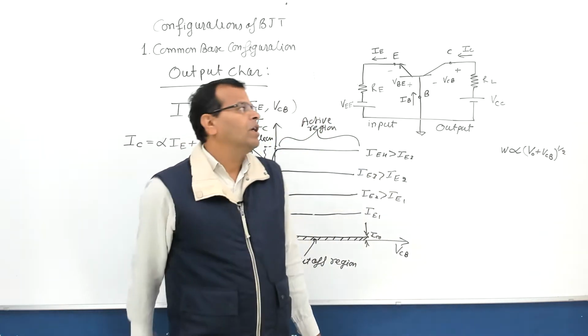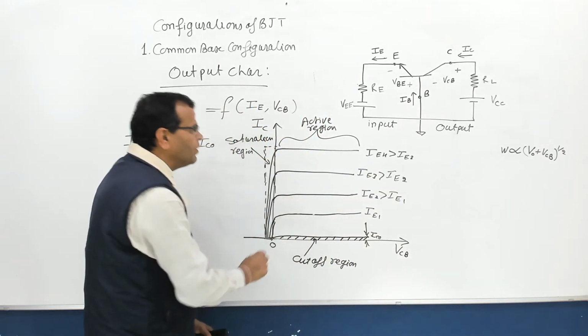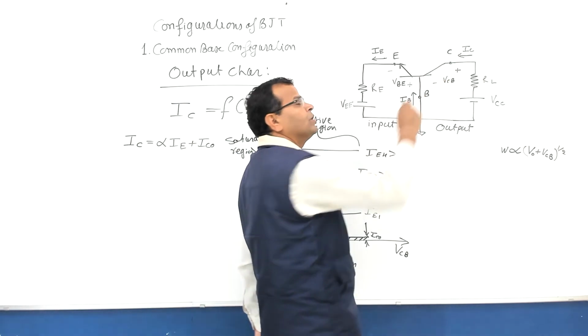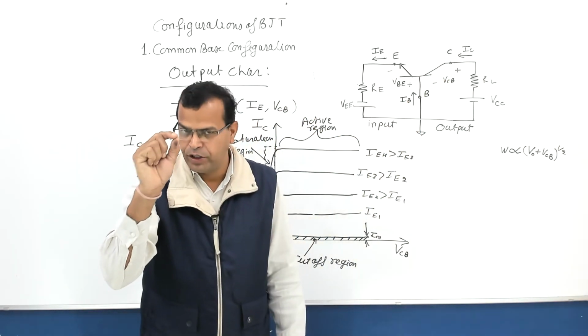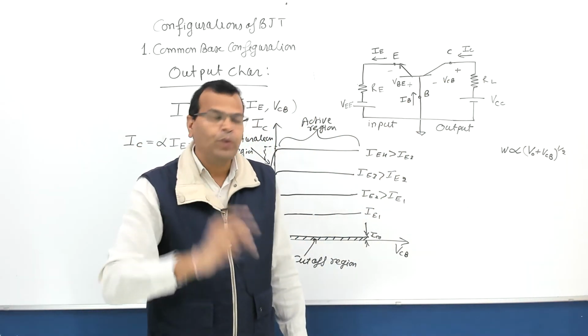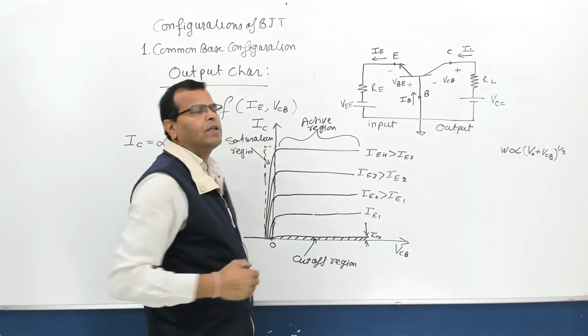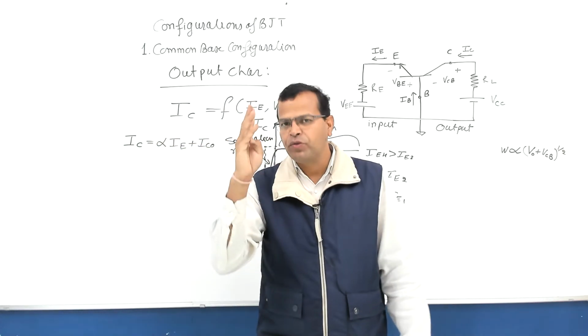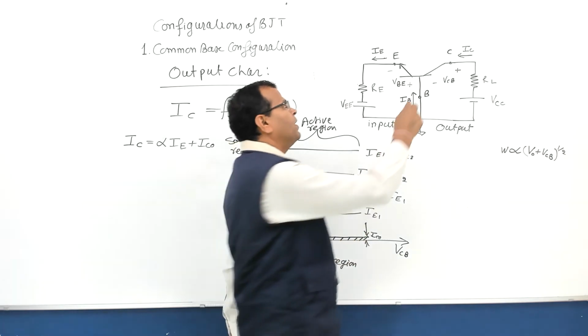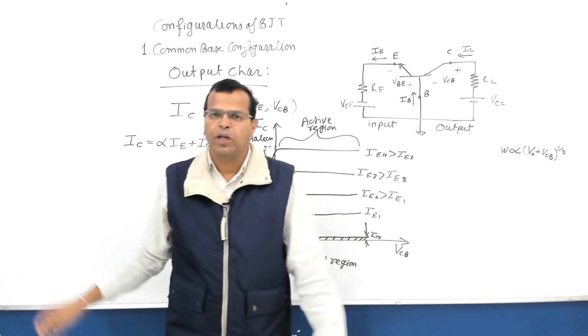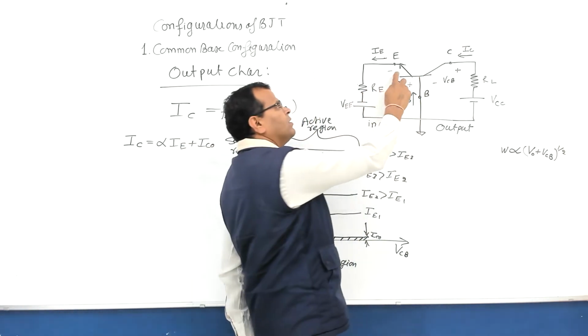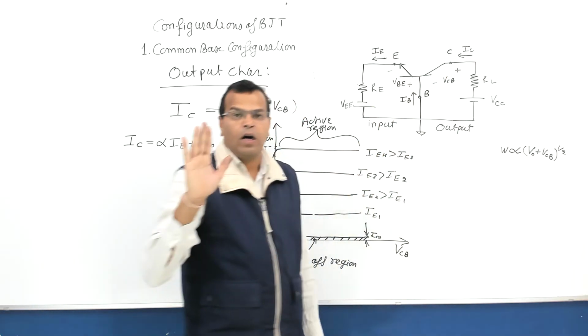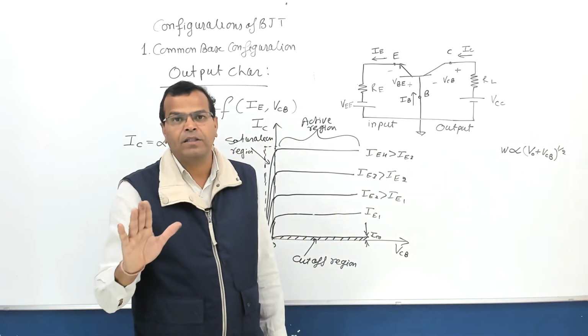Third point, in saturation region of operation, the voltage across the output junction is negligible, very small. Number 2, the current increases, collector current is large. Number 3, the BJT behaves like a closed switch. Number 4, emitter and collector junction both are forward biased.